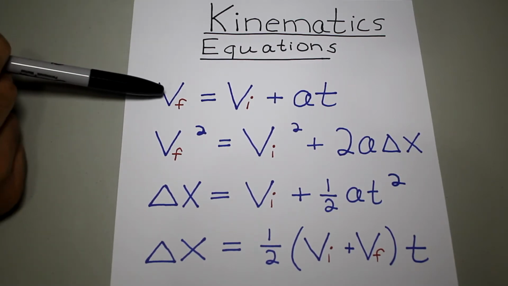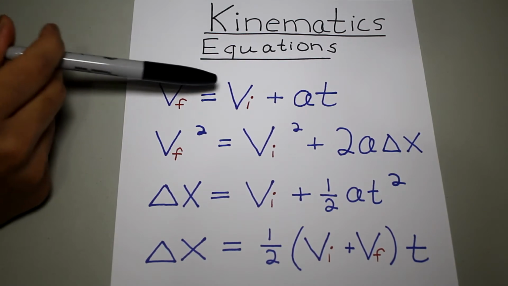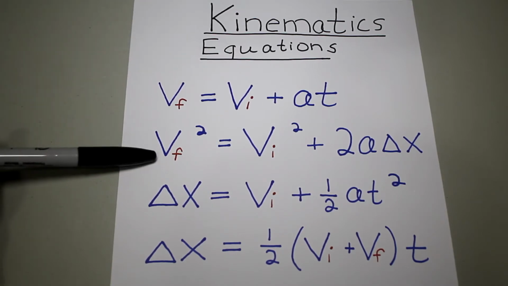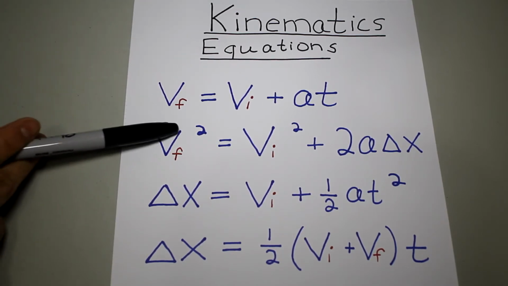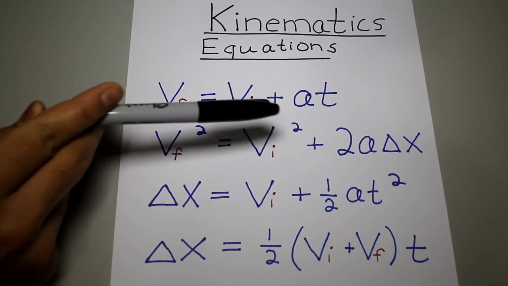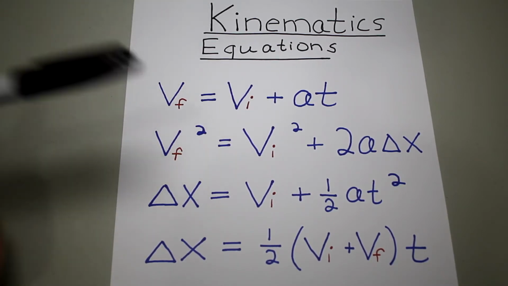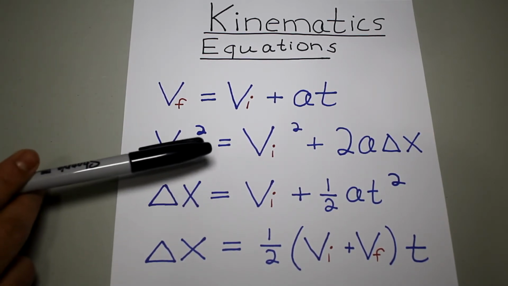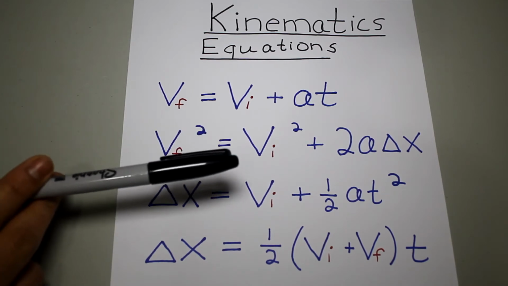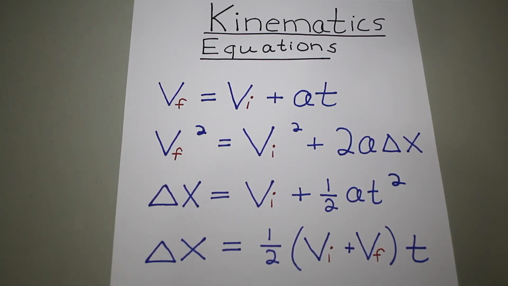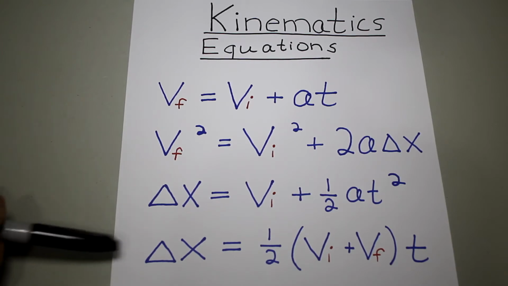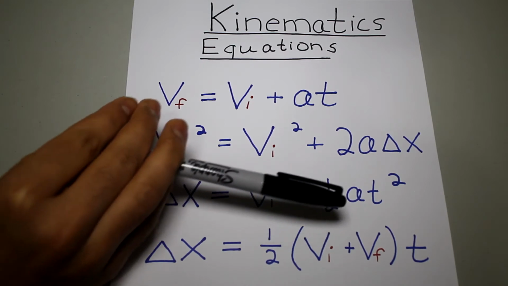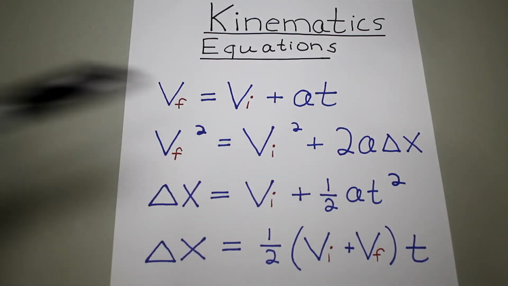The first equation is velocity final equals velocity initial plus acceleration times time. The second one is velocity final squared equals velocity initial squared plus 2 times a times change in position. The third one is change in position equals velocity initial times t plus half times acceleration times t squared. The fourth one is change in position equals half times velocity initial plus velocity final times time.